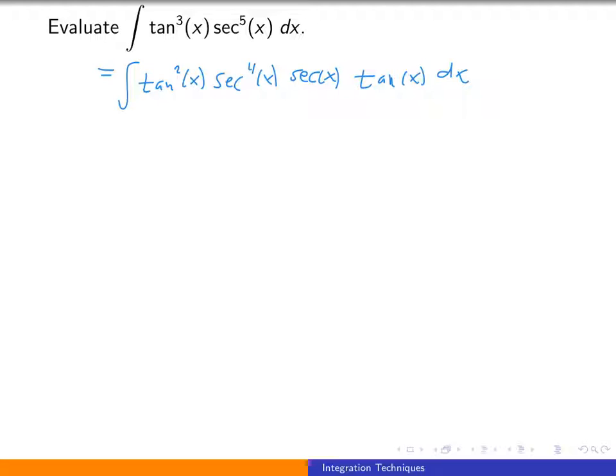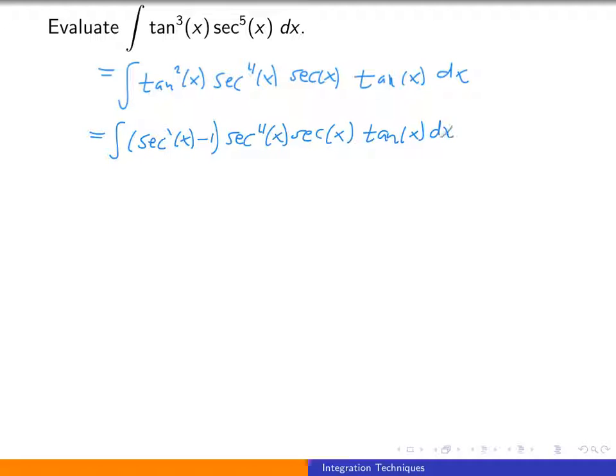And the whole reason we are doing this is because we want to have at the end here this secant tangent, which will be our du when we let u be secant x. But in order to let u be secant x, we need to rewrite the tangent squared in terms of secants. So using the Pythagorean identity, tangent squared is secant squared minus 1. Then this is multiplied by secant to the fourth times secant tangent.